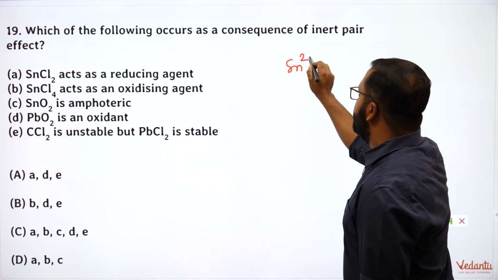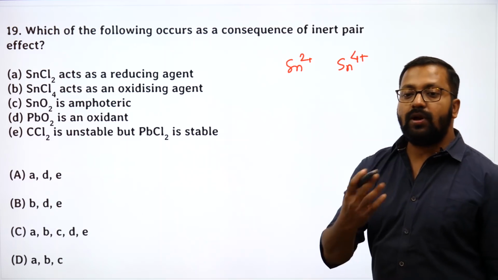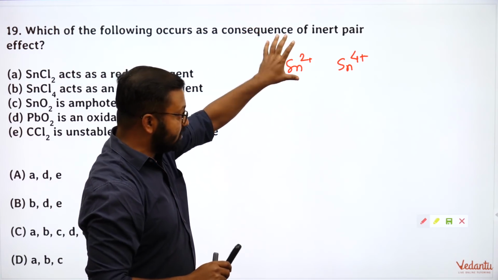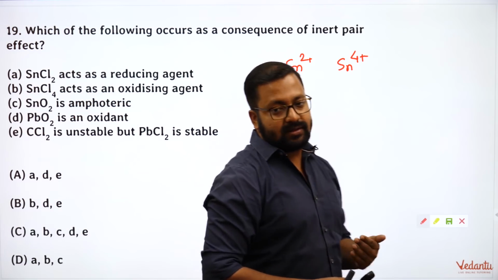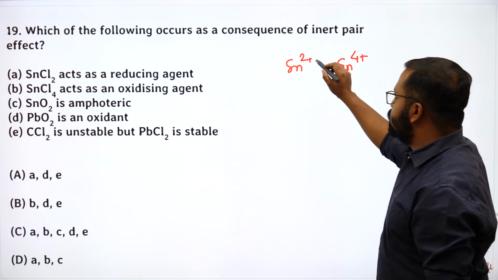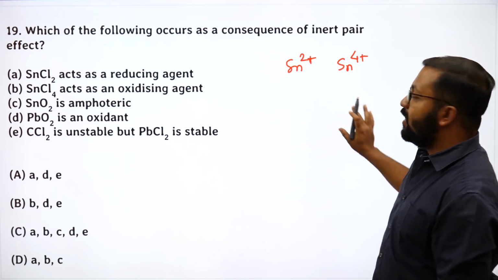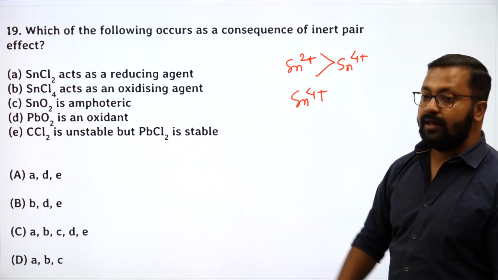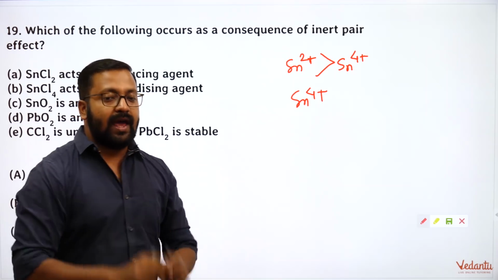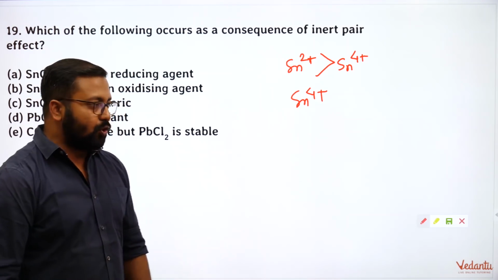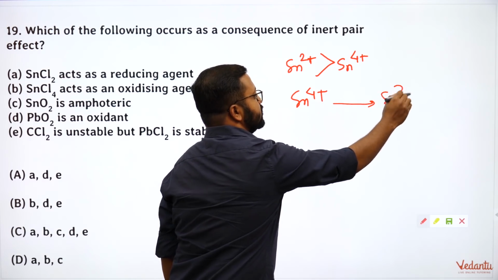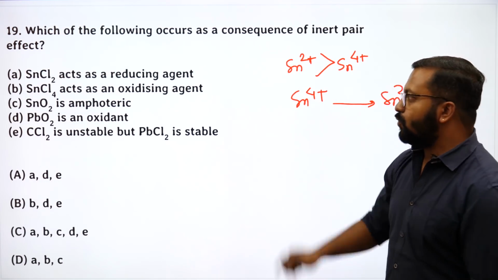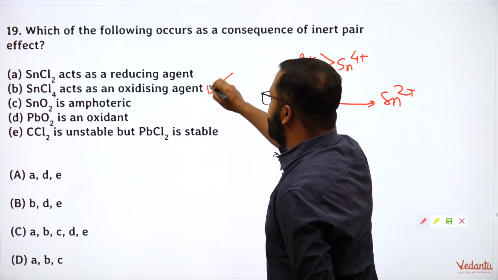Between Sn2+ and Sn4+, which would be a more stable oxidation state? Carbon, silicon, germanium, tin, lead. This element tin is second last in group 14. The tendency to show +2 oxidation state increases, the tendency to show higher oxidation state decreases, so this oxidation state is more favorable. So if any compound with Sn4+ is taken, its natural tendency would be to convert into Sn2+ rather than stay as Sn4+. So this process is favorable, and Sn4+ is taking up electrons. So Sn4+ will be acting as an oxidizing agent, which is very correct.